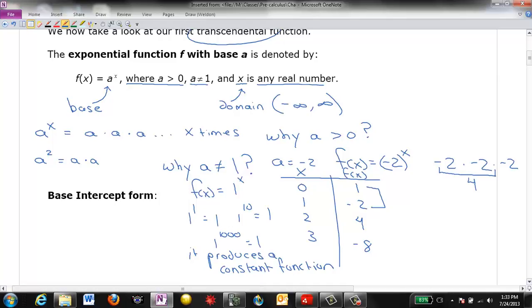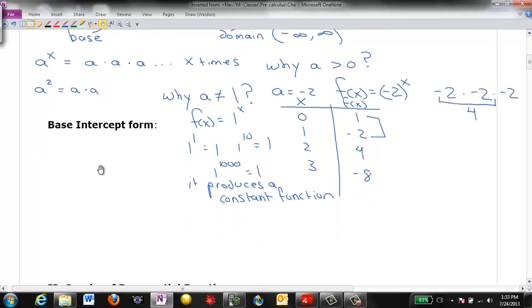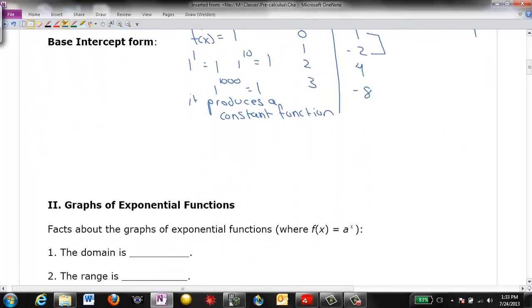Okay, so let's move on to our next topic, and this is what's called the base-intercept form. The base-intercept form of an exponential equation is something that comes in very handy in applied problems. If we're analyzing exponential growth or exponential decay, the base-intercept form has a couple of advantages that can really help us out. And you'll see it a lot, especially in compound interest. If you've ever worked with compound interest type problems before, the base-intercept form is the form that is used even in those problems.